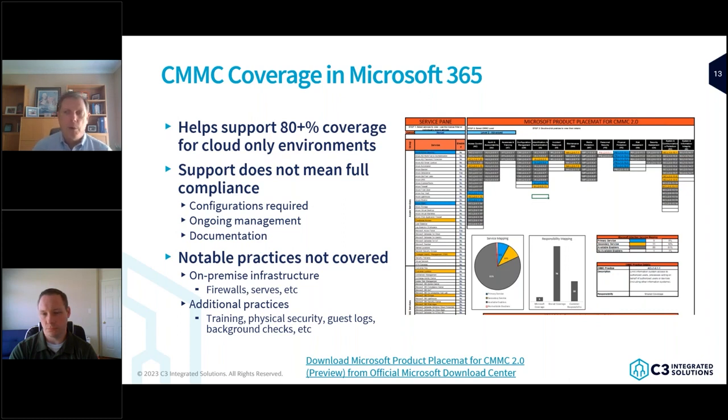A couple of notable exceptions that Microsoft 365 doesn't cover are things that are on-premise, things like firewalls, servers, switches, that sort of thing, as well as non-technical controls, things like training, physical security, guest logs, background checks. That's not within the scope of what a Microsoft 365 solution will cover.